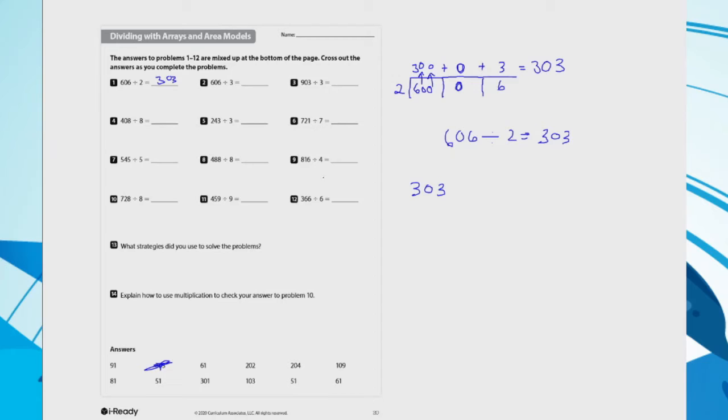Now, we can check our work for division by multiplying. So let's go ahead and work this in reverse. We'll go back the other direction. 303 times 2 equals 3 times 2 equals 6. 0 times 2 equals 0. 3 times 2 equals 6. So we were able to check our answer. We found 606 after working in the opposite direction with multiplication.